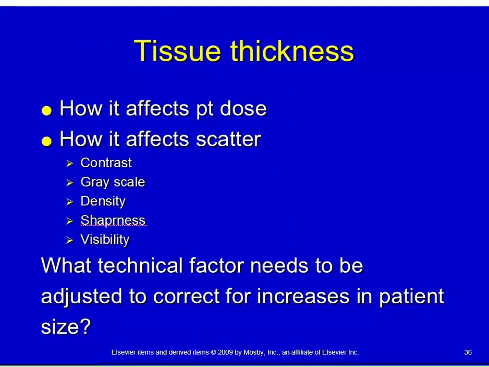So I'm going to stop this recording here and I'm going to pick up with field size.